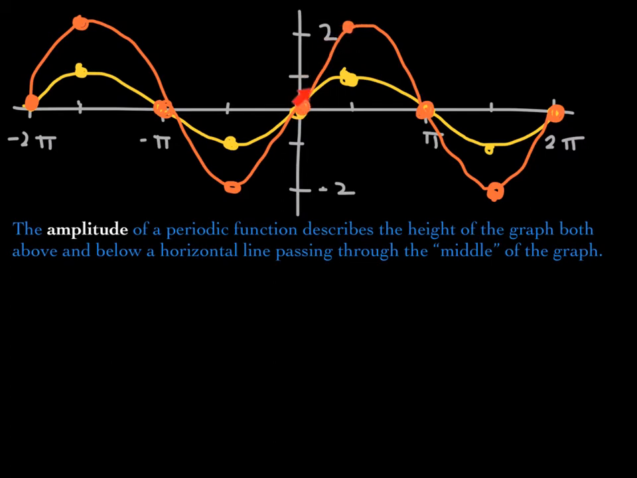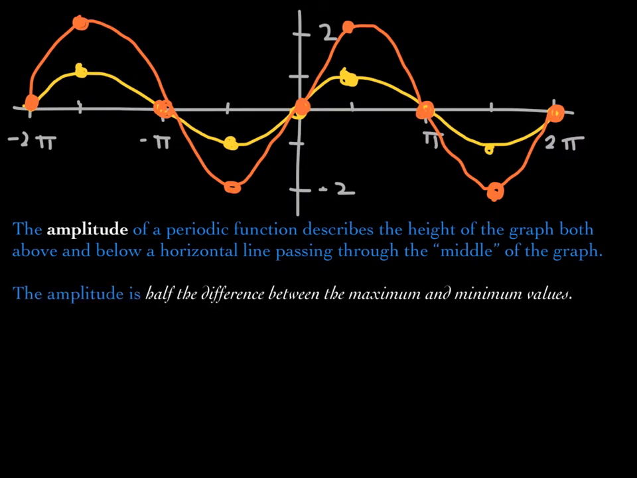And it also describes the height below the graph. The lowest it goes is 2 units below the middle part of the graph, which is the x-axis. So the amplitude is the height. It can be found by taking the distance from this middle part of the graph, which in this case is the x-axis, to the maximum, or going from the middle line down to the minimum, either way.